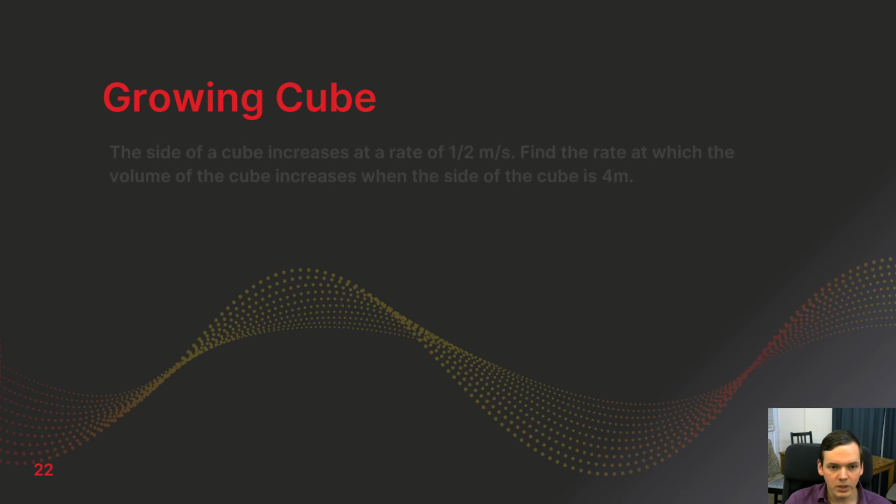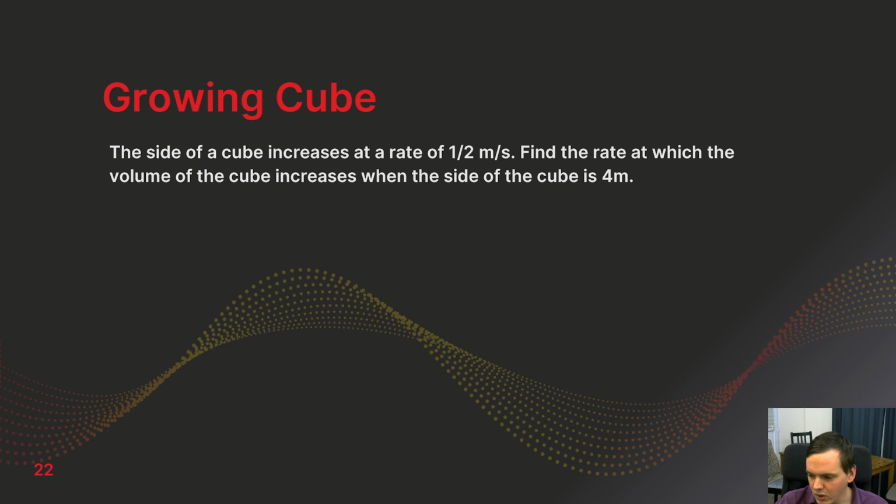Our second example here is a growing cube. So I have a cube that's getting bigger over time. The side of a cube increases at a rate of 0.5 meter per second. Find the rate at which the volume of the cube increases when the side of the cube is 4 meters. So we want to relate the side of a cube to the volume of a cube. So volume is equal to a cubed, right? If we imagine a cube like this with side length a. So this is our relationship between those two quantities.